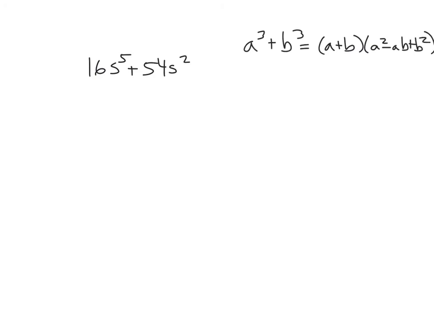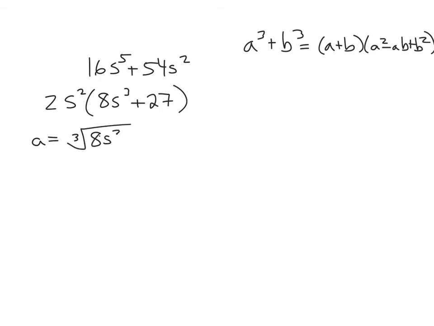Okay. So we're going to take out an s squared because they have that in common, as well as a 2, because 16 and 54 are both divisible by 2, and that would give me an 8s cubed. 54 divided by 2 is a 27. And so there we go. Now these guys right here on the inside represent a and b. So I have my a is the cube root of 8s cubed, and b is represented by the cube root of 27. Now you can do it on the calculator, but we're going to do it by hand.